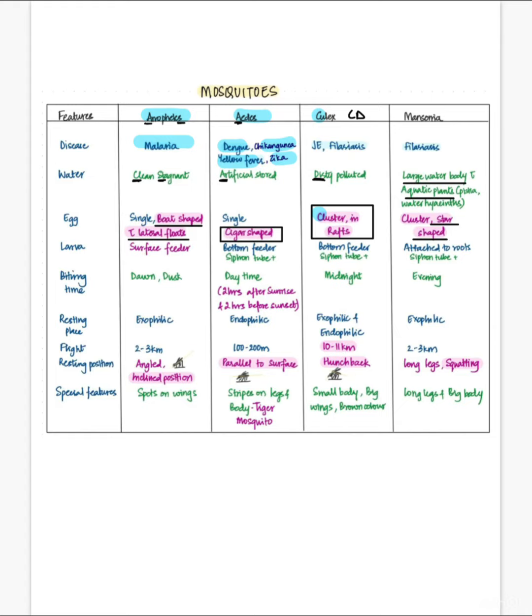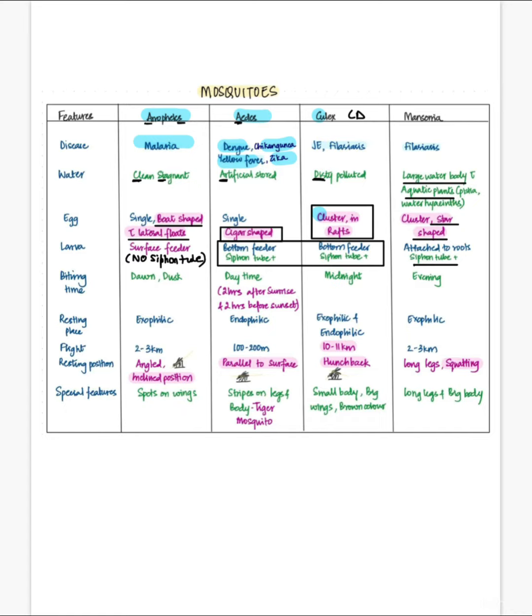Then coming to the larva. The Anopheles larva is a surface feeder because it doesn't have a siphon tube, so it needs to come to the surface. Aedes and Culex both have a siphon tube, so both of them are bottom feeders. Mansonia is attached to the roots and also has a siphon tube attached.